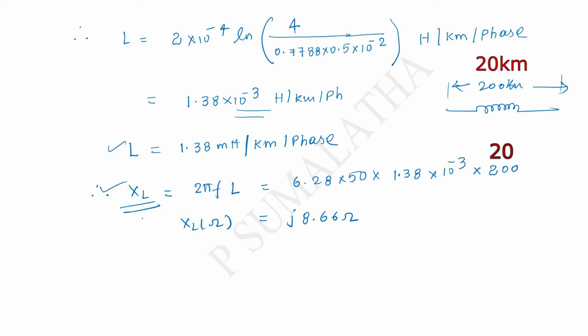How to find the positive, negative and zero sequence reactance of the transmission line? Since the transmission line is a static and symmetrical device, we know the positive sequence reactance is equal to the negative sequence reactance, which is equal to J 8.66 ohm. We need to find the fault current here, but nothing has been mentioned about which type of fault we have to consider, whether it is a line to ground fault, a line to line fault, or a double line to ground fault.